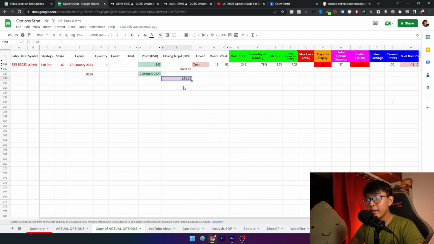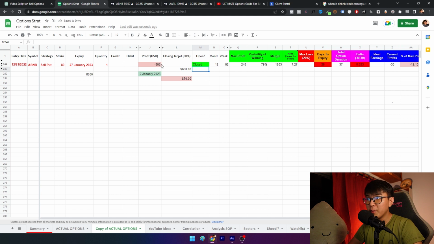Because the stock price of Airbnb is right now $70, and I sold a promise to buy 100 Airbnb stocks at $80, that's why the insurance of this is a lot more expensive, and let's assume I have to spend $600 to buy back this insurance. So if I were to spend $600 to buy back this insurance, I'll take the profits I have minus how much it will cost for me to buy back the insurance, and I'll immediately lose $352. And I'll change this to closed.